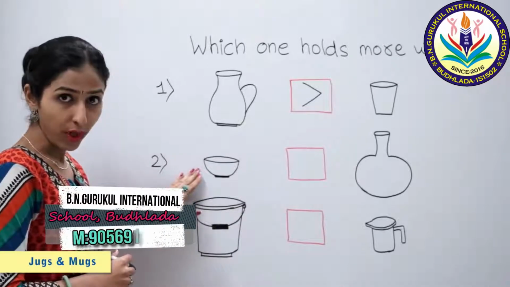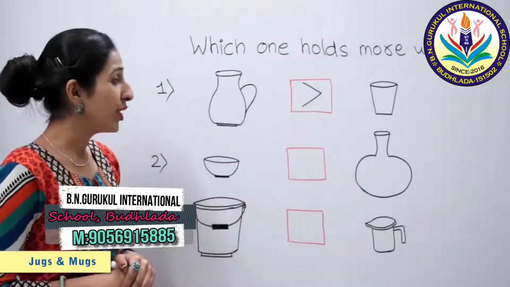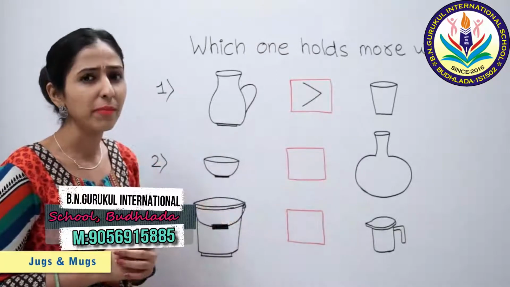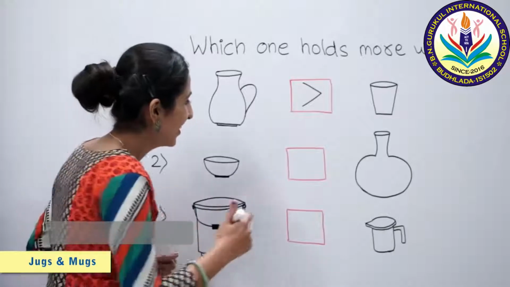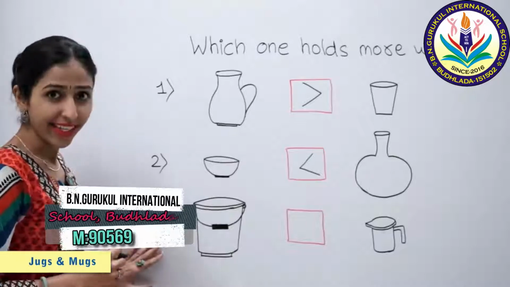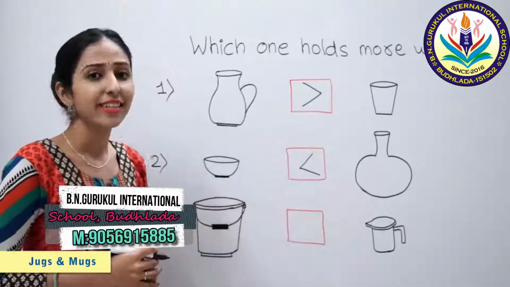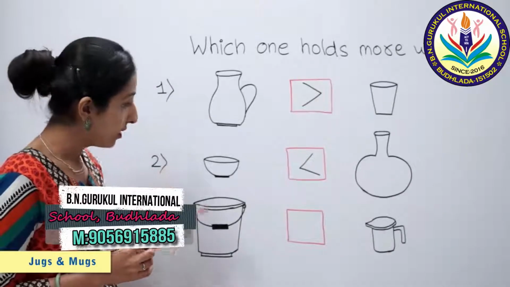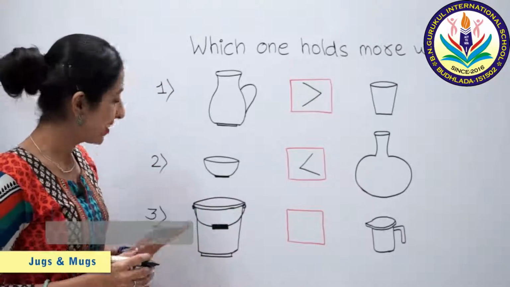Here we have a bowl and a pot. Tell me, students, which one holds more water? Bowl, pot. Tell me. Correct. Pot. In this example, we have a bucket and a mug. Tell me, students, which one holds more water? Bucket or mug? Correct. That is bucket.